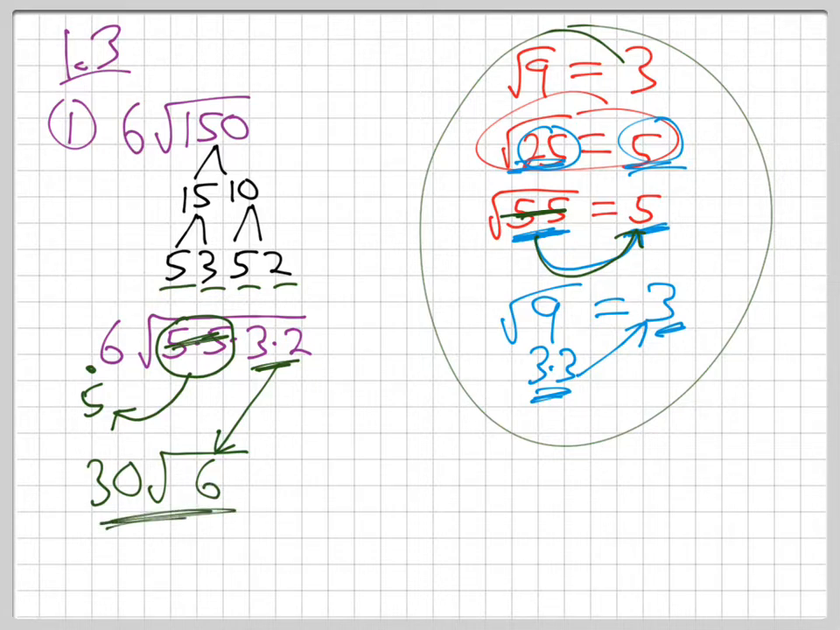It's a 2-for-1 deal. Have you seen that before? 2-for-1 deal. So square roots are fundamentally a 2-for-1 deal. 2 in, 1 out.